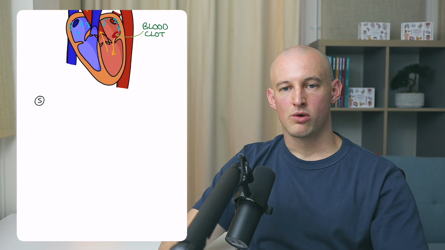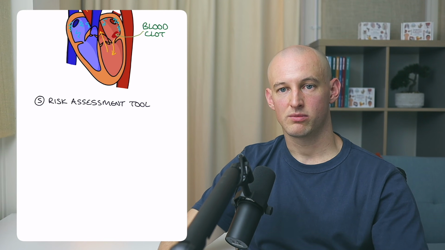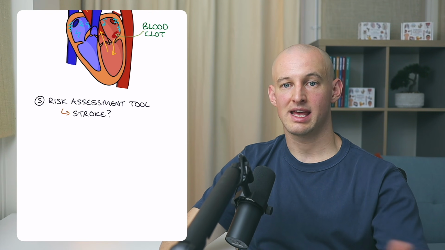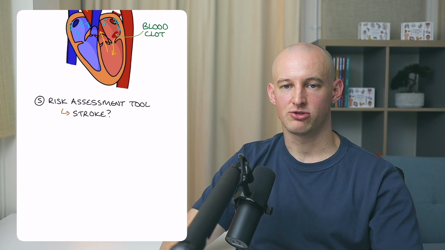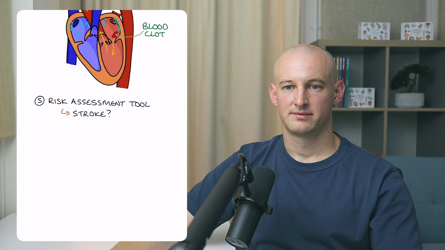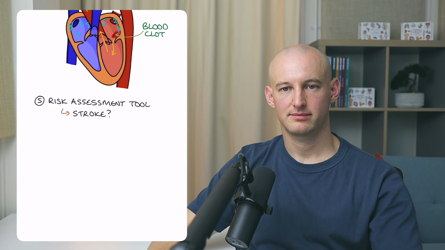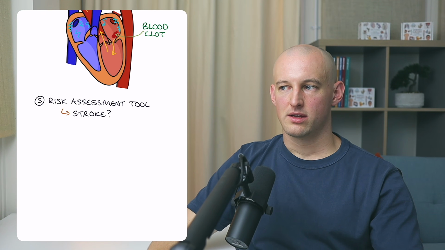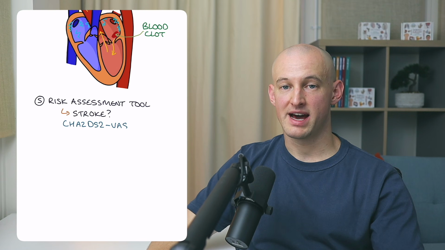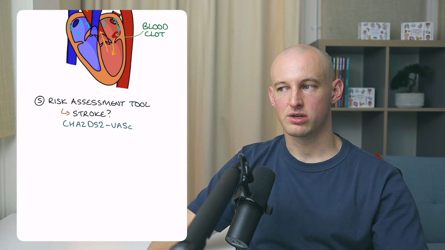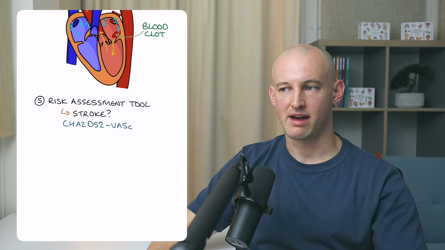Question 5. What risk assessment tool would you use to calculate the risk of stroke to decide on whether to give a patient anticoagulation in atrial fibrillation? You would use the CHADS-VASc score. And this is essentially a mnemonic. And if you have any of those features, it scores you 1 point for each feature that you have.